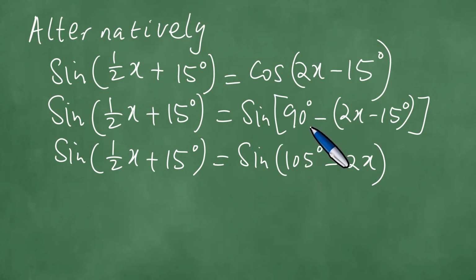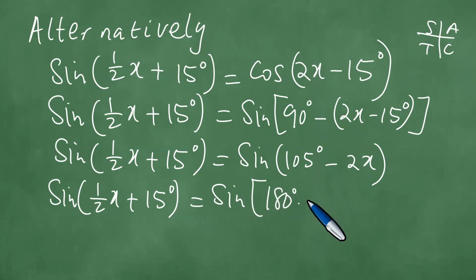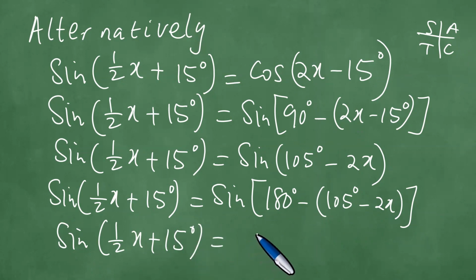Right, so we agree that 90 minus this angle here is in the first quadrant. And therefore, this angle itself is positive, but in view of the cast rule, the sign is positive in two quadrants. It's positive in the first and the second, meaning we can also write this as 1/2 x plus 15 degrees is the sine of 180 degrees minus this angle here, 105 minus twice x, like so. Meaning we have the sine of 1/2 x plus 15 degrees. It's exactly the same as 180 minus 105, which is 75 degrees.